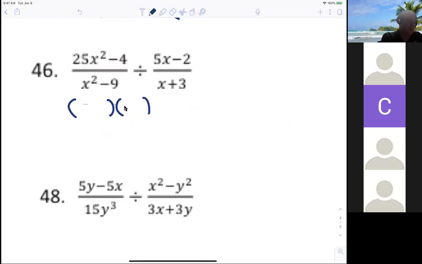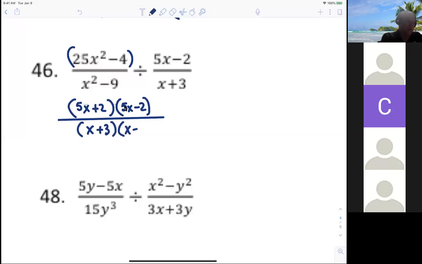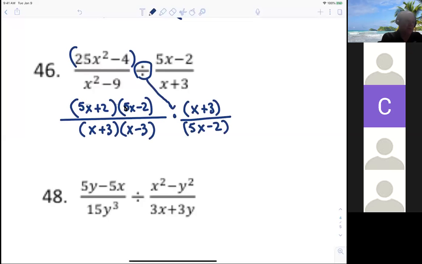Factoring this one first, difference of squares, 5x plus 2, 5x minus 2. It's a good question. I would probably do the bottom factors, instead of the side. x plus 3, x minus 3. Division becomes multiplication, x plus 3, 5x minus 2. Again, remember, division changes to multiplication, and then we do the reciprocal.